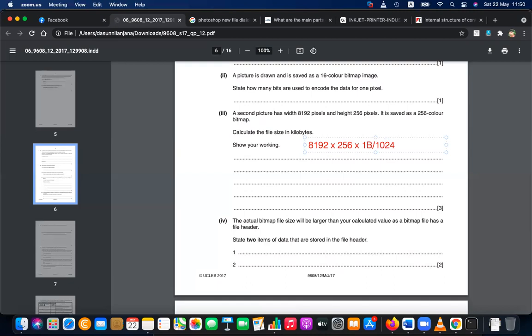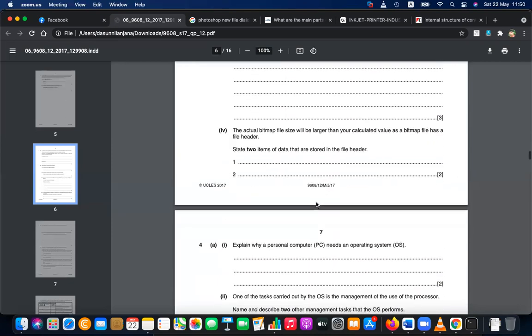Okay, then the fourth one. The actual bitmap file size will be larger than the calculated value, as a bitmap file has a file header. State 2 items that are stored in the file header. The actual file will be larger than the calculated size because of the file header.